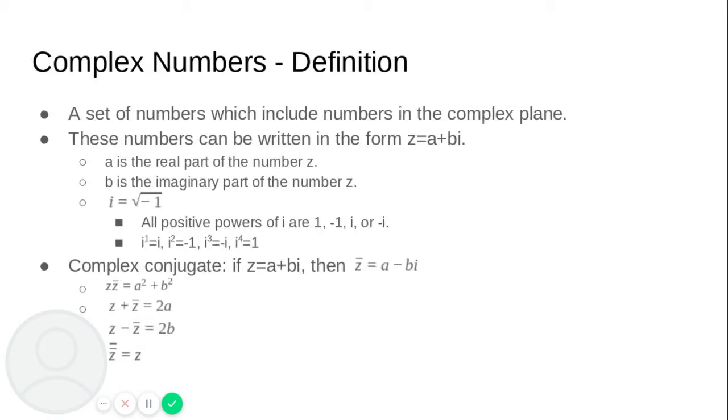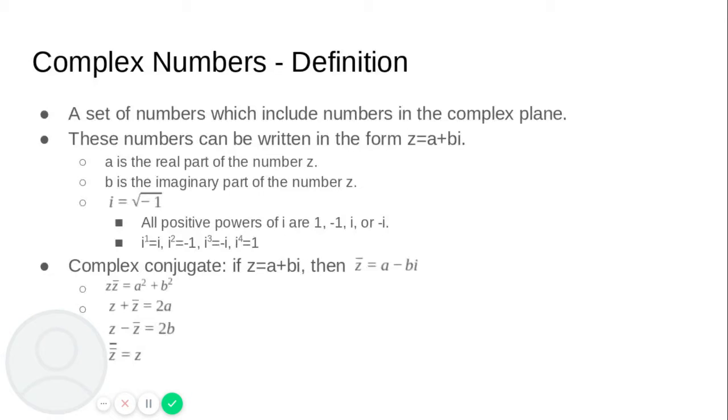An important concept is the complex conjugate. If z equals a plus bi, then z bar, or the complex conjugate of z, is a minus bi. Then there are a few things that we can do. z times its complex conjugate is simply a squared plus b squared, so it will be a real number made up of the square of the real part plus the square of the imaginary part.